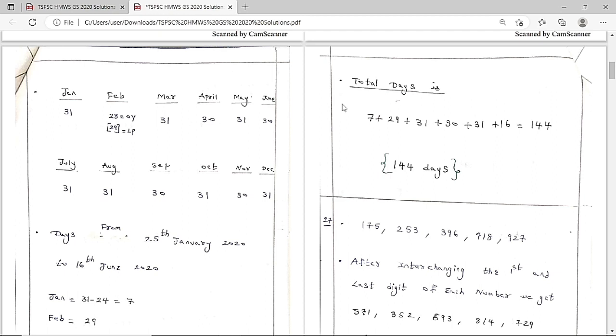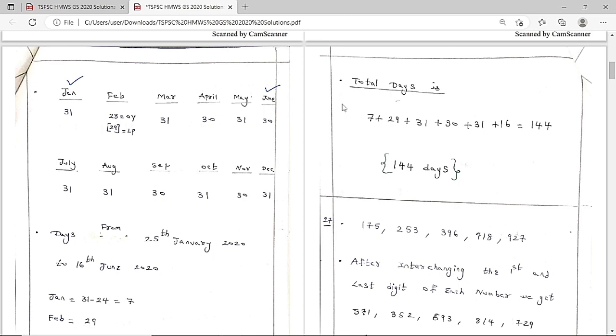Now in the question they are asking for January to June. It is a leap year, right? February will have 29, March will have 31, April will have 30, and May will have 31. In June they are asking up to 16th June, so a total of 16 days. Therefore, here 7 days, here 29 days, here 31 days, here 30 days, here 31 days, and here basically 16 days. If we add all these things, we are going to get the result.